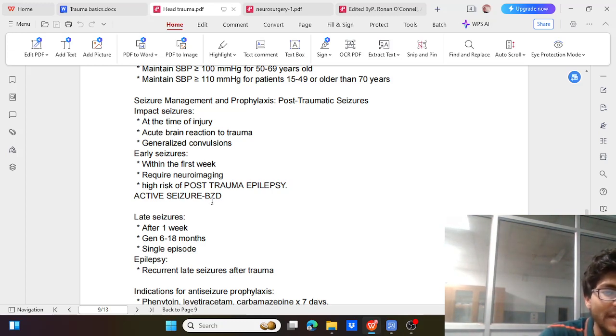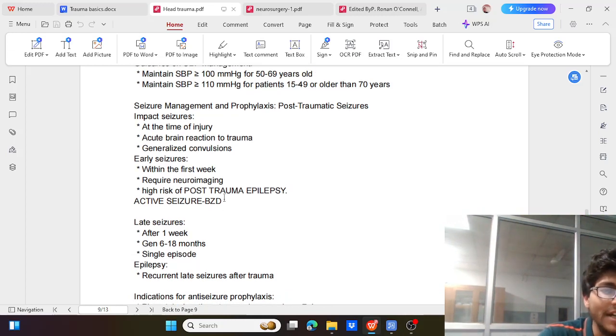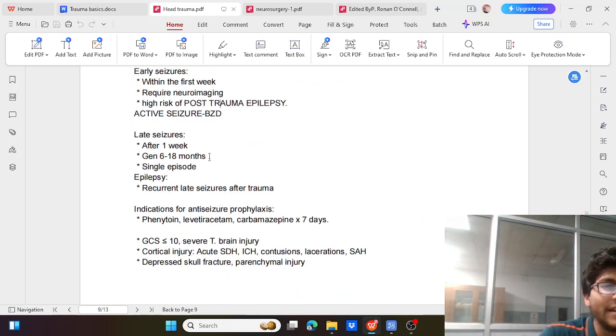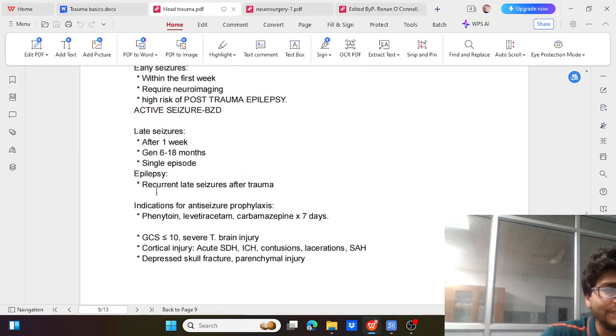Okay, so benzodiazepine, BZD is the short form, we call it. Then late seizures after 1 week or generalized in 6 to 18 months or sometimes even single episode, or epilepsy, that is recurrent late seizure after trauma, that can occur. So all these things can occur.